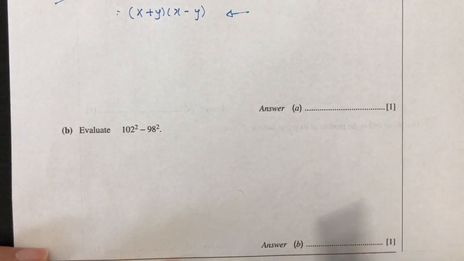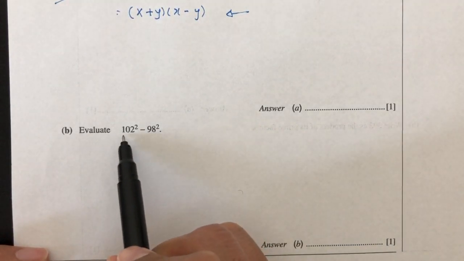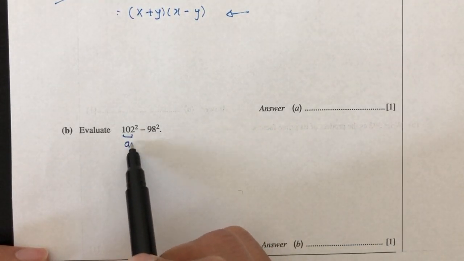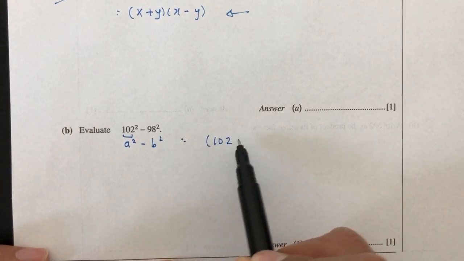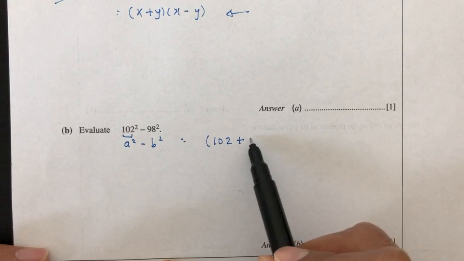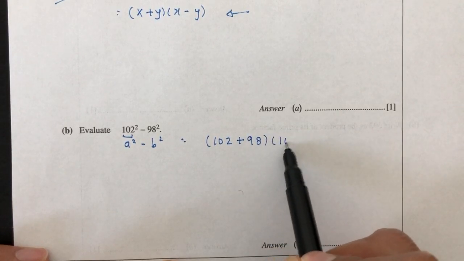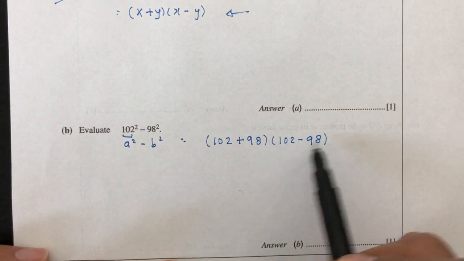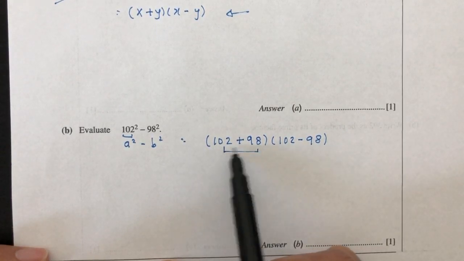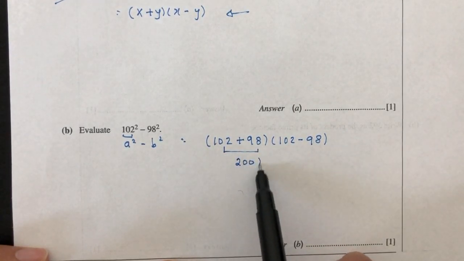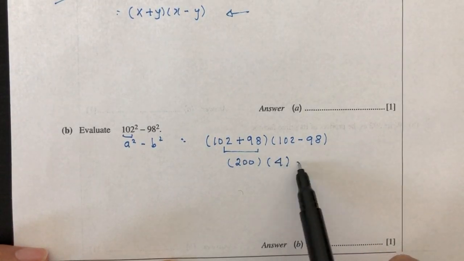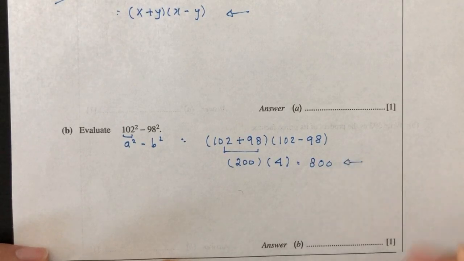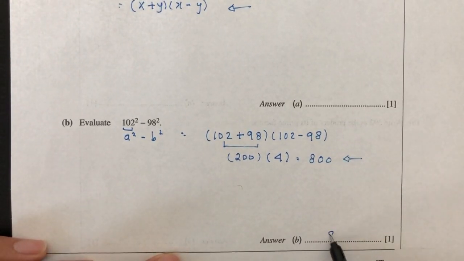Now for part B, the same method we can use here. You see this? Let's treat this as a squared and this one as b squared. So it will be 102 plus 98 times 102 minus 98. So that will be 200 times, this is 102 minus 98, that will be 4, so that will be 800. So your answer here will be 800.